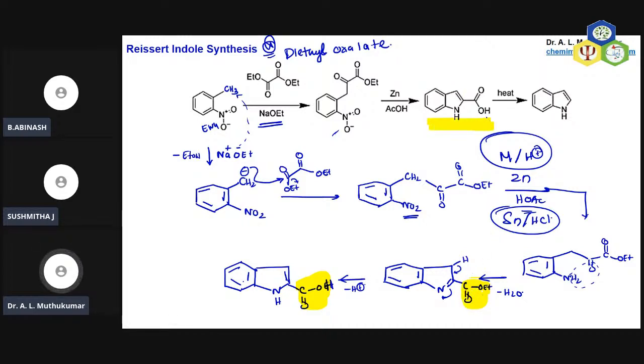And if you heat this compound, what is happening here? The removal of carbon dioxide is taking place. The removal of carbon dioxide will lead to the formation of indole. So this is the Reissert indole synthesis, one of the important reactions for the synthesis of indole. There are plenty of methods known, but I'm giving only a few.